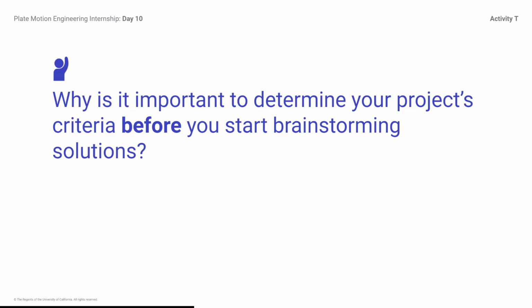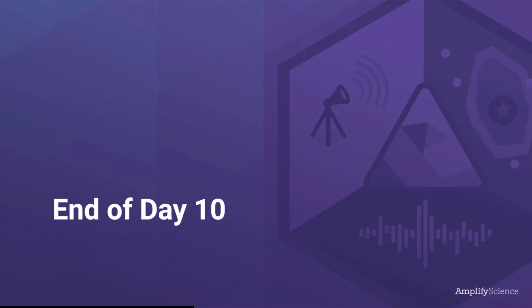Why is it important to determine your project's criteria before you start brainstorming solutions? You might respond, it allows you to think of as many aspects of a problem solution. It helps prioritize which parts of the solution are most important. It narrows the focus of how to solve the problem. It reminds you there isn't one easy answer. End of day 10.